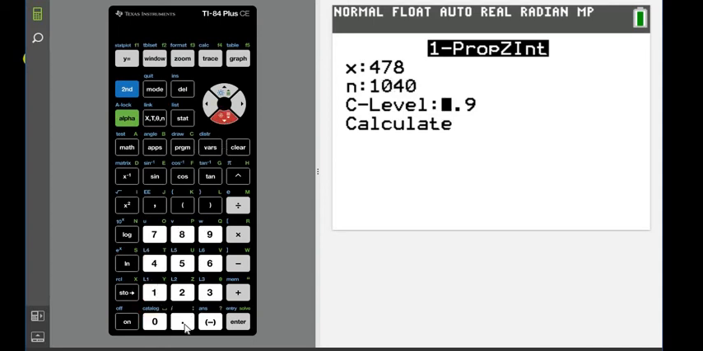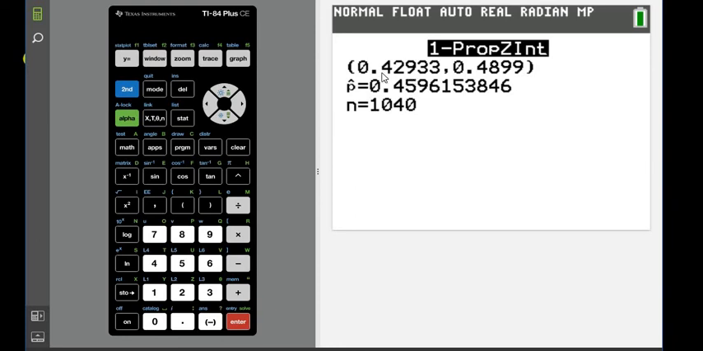And then my confidence level is just whatever level of confidence. In this case, it would be 0.95. And you would hit calculate. And this right here gives us the interval estimate. Okay, so we would just write this down. It also gives us our p-hat. Notice that this is approximately 0.46.